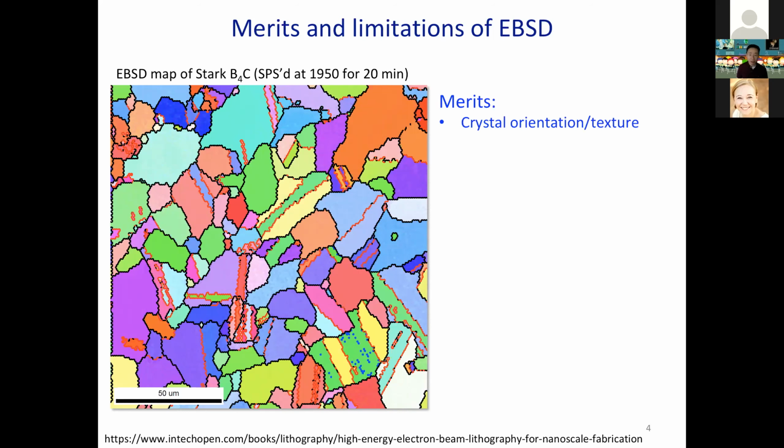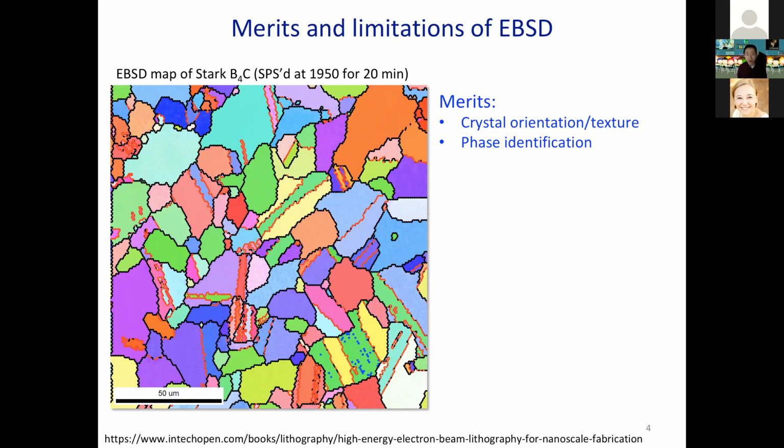First, you can tell the crystal orientation as well as texture information. Each color here tells you the orientation of the crystal. If most of the grains have the same color, you know there's a strong texture. If most of the grains have a random color, you know there's no strong texture. Also, we can perform the phase identification.